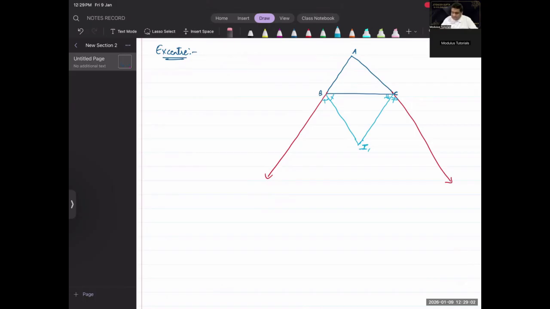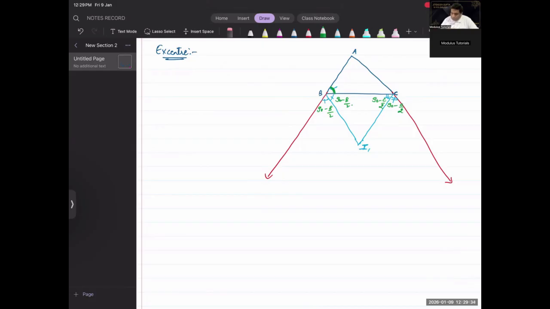Now, if you notice very carefully, this is angle B, this angle, right? So this will be 180 minus B. So this will be 90 minus B by 2, and this will be 90 minus B by 2. Any problem in this? Similarly, guys, this will be 90 minus C by 2, 90 minus C by 2. So I hope this is very simple. Got it? So far, so good.